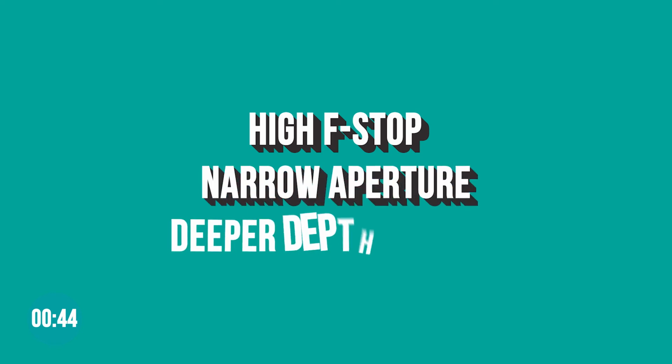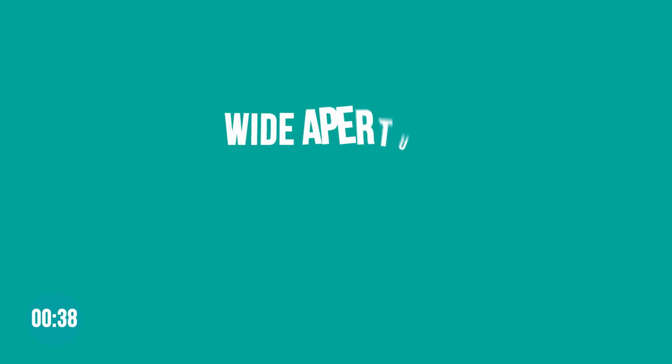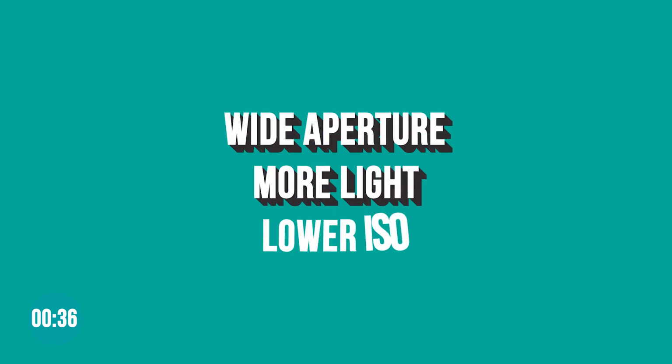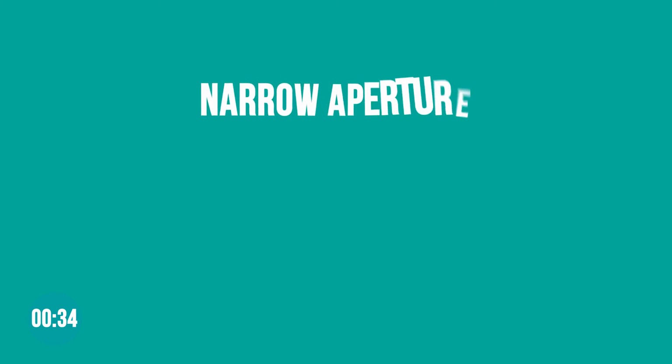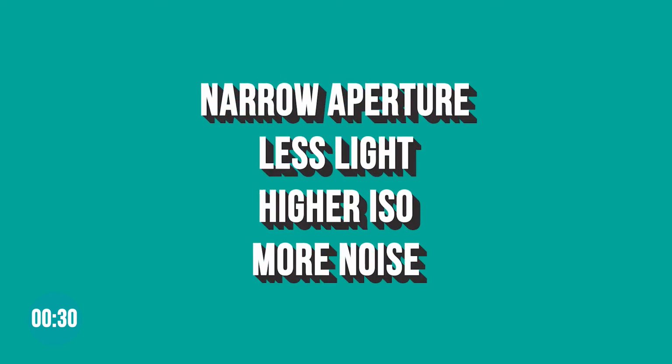So in conclusion, high f-stop means narrow aperture, means deeper depth of field. Low f-stop means wide aperture, and that gives you a shallow depth of field. Wide aperture means more light, means lower ISO. Narrow aperture means less light, means higher ISO, and that gives you more noise.